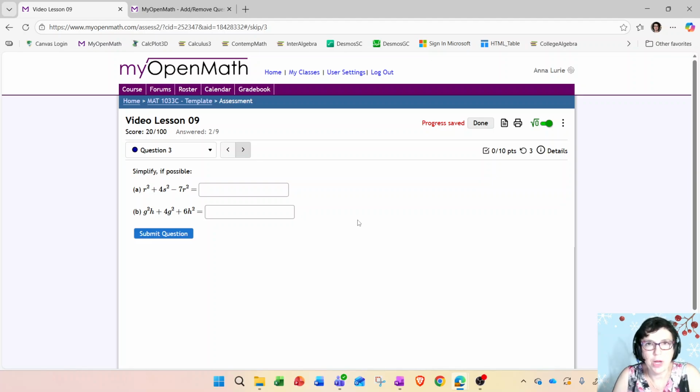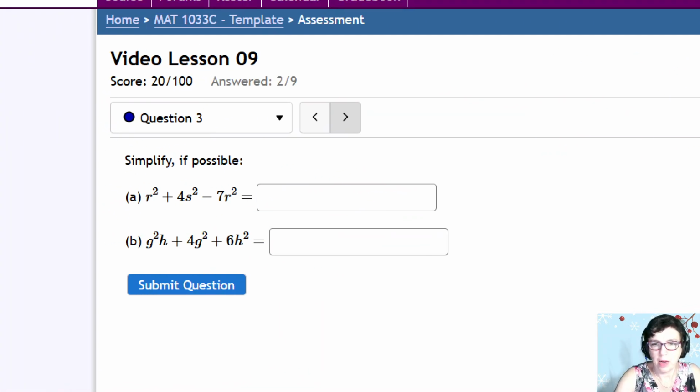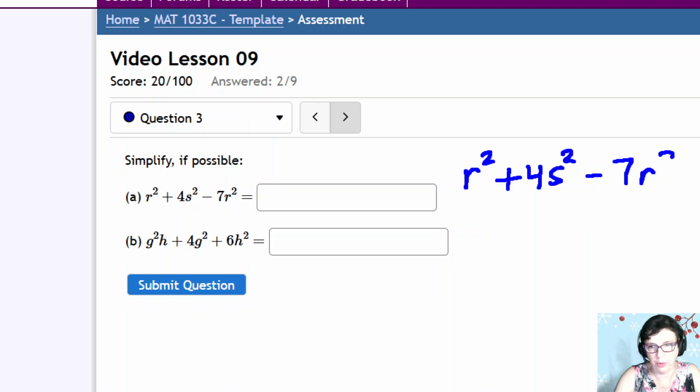In this video, we are going to practice again combining like terms, but here it's going to be a little bit more complicated and you have to watch out if the terms are like or not. All right, let's look at the first example. We got r squared plus 4s squared minus 7r squared.